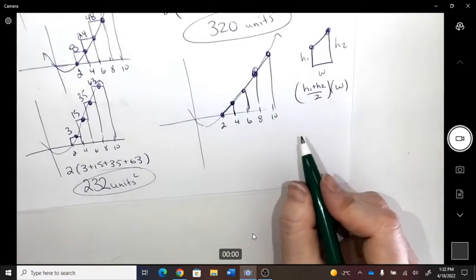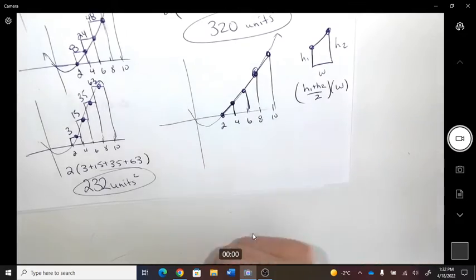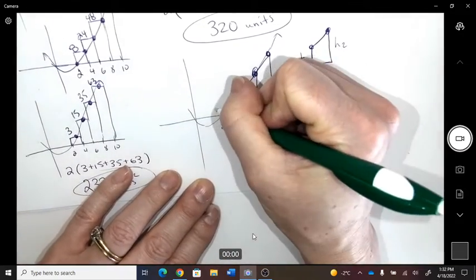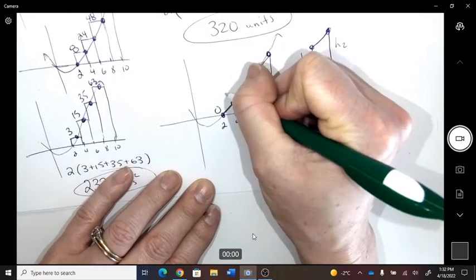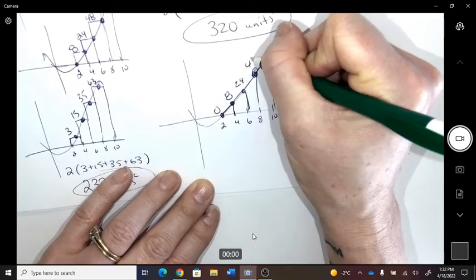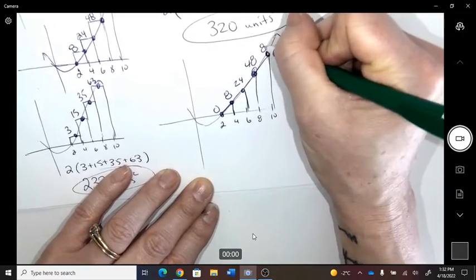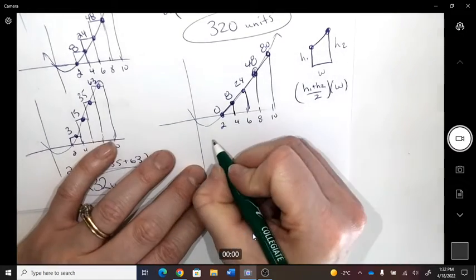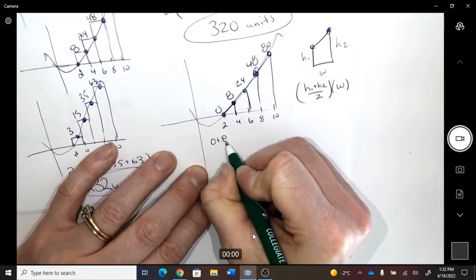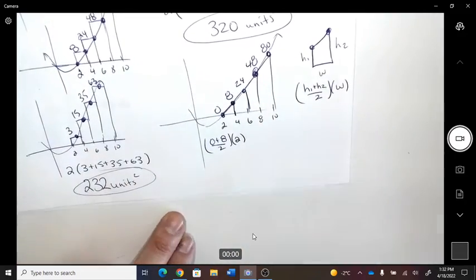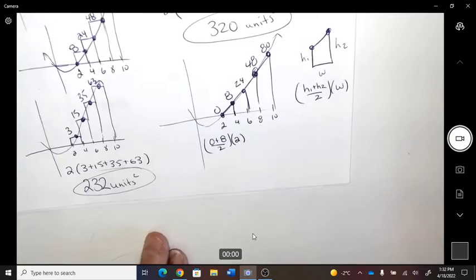Okay, I can do it the long way. You don't have to write it the long way if you already know the short way. So actually I should write this down here. This is a 0, 8, 24, 48, and an 80. Okay, so the first one is the average of 0 and 8 times a width of 2.